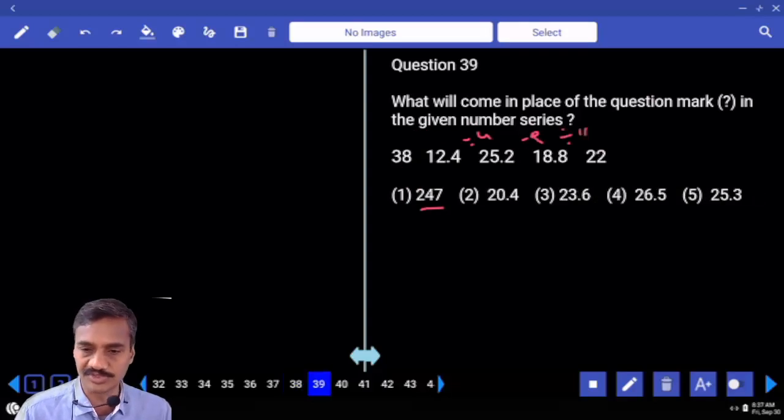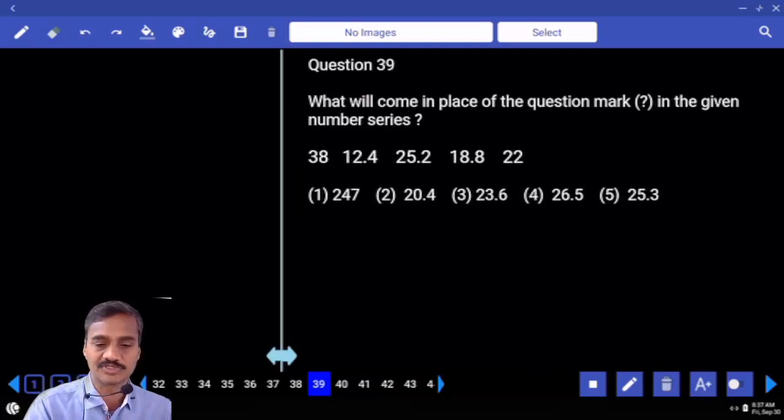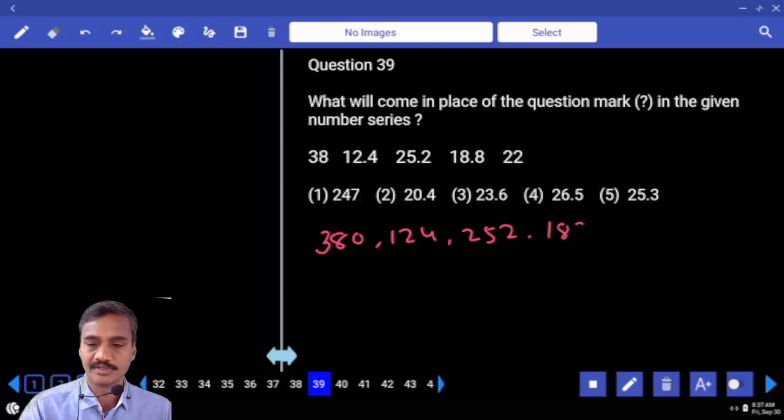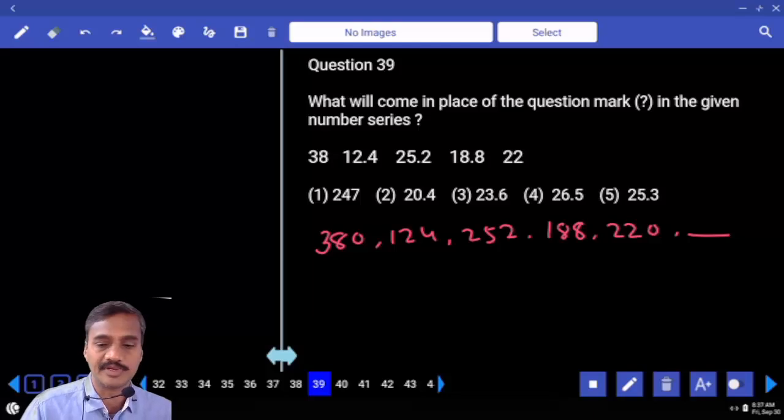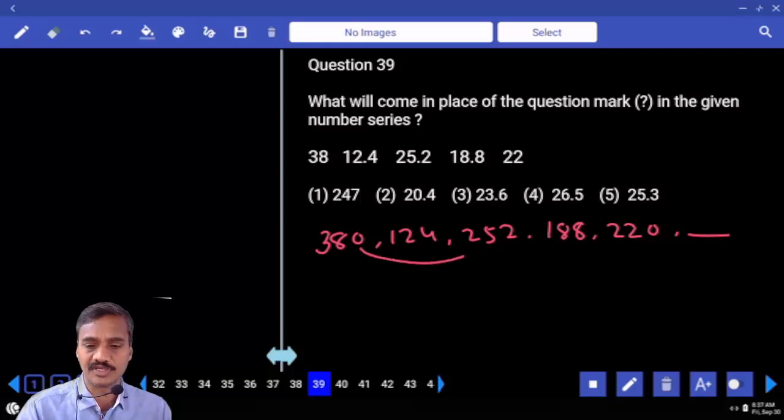Then coming to question number 39. Now in this 39, what do we do? First multiply the numbers by 10: 380, 124, 252, 188 and 220. Then tell me what is the next number to this. Now what is the difference between these numbers, 380 and 124? Can you tell me the difference between 380 and 124? Or else, if you take 380 and 252, what is the difference between these two?